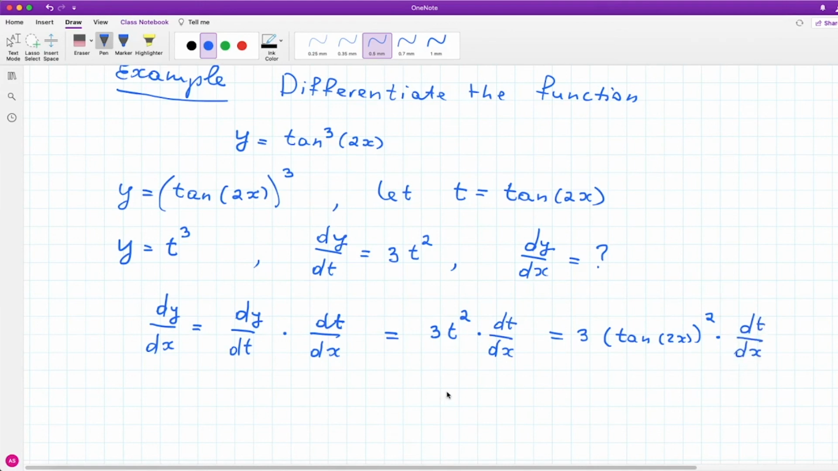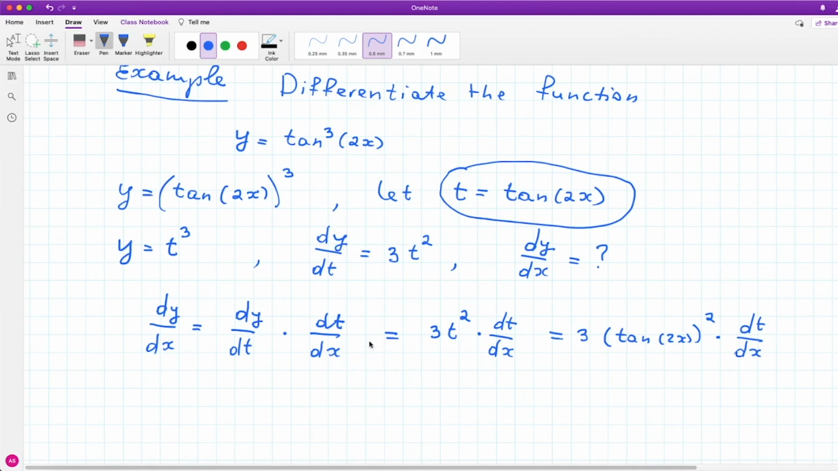And so to calculate dy/dx, now we need to calculate dt/dx. Remembering what t was, we see that t equals tangent of 2x. Now let's think for a second. What steps need to be taken to calculate the value of t given the value of x? Given the value of x, the first thing that we need to do is double that value, multiply x by 2, and once we have that, we need to take tangent of that value. So the last operation that we'll be doing is tangent, and that tangent is going to be applied to 2x.